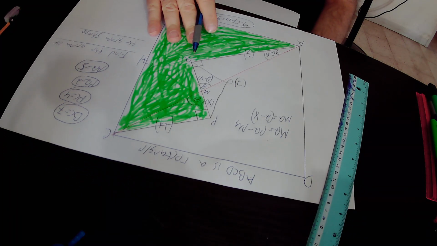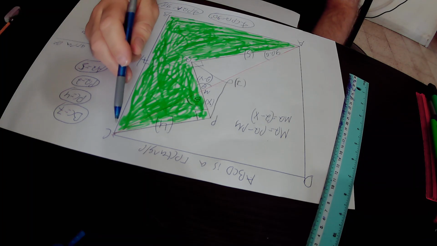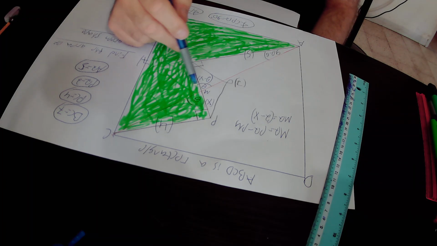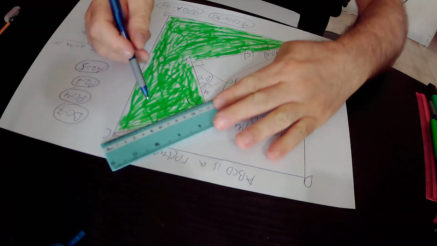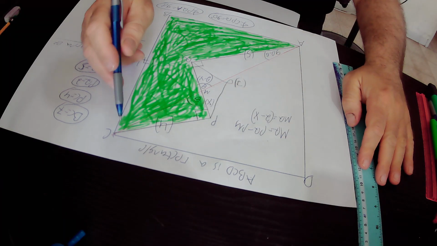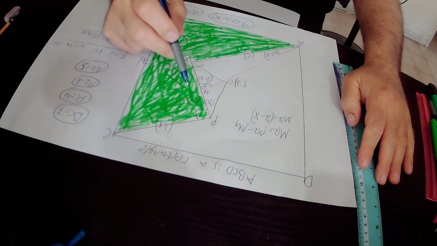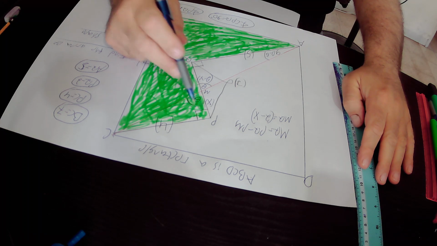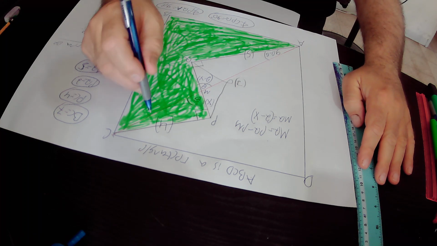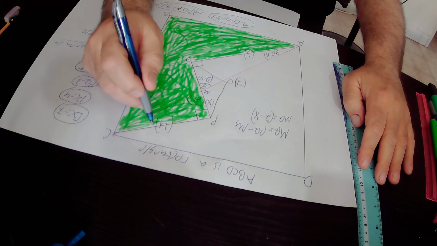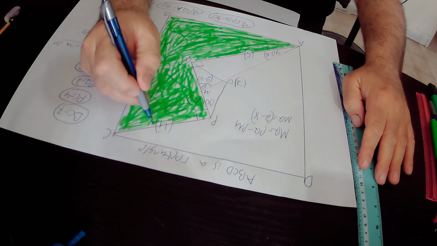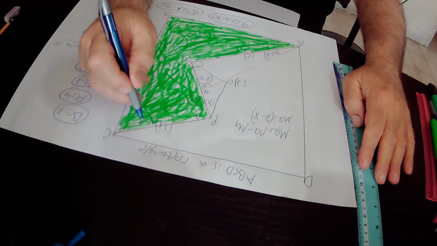Likewise, according to the same logic, if we focus on this small green right triangle CPM, this angle equals theta, this angle equals 90 degrees. Therefore, the missing angle must be equal to 90 degrees minus theta.